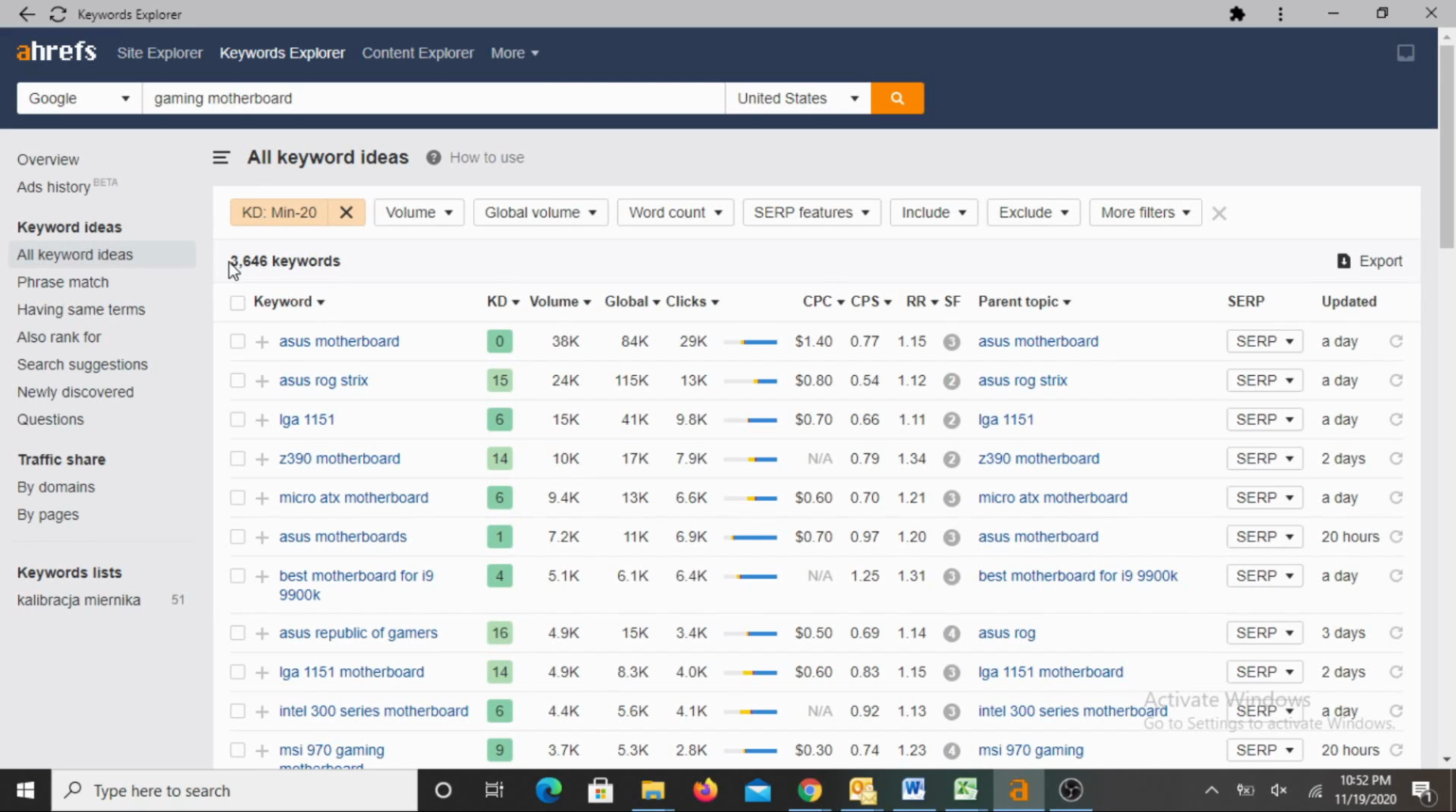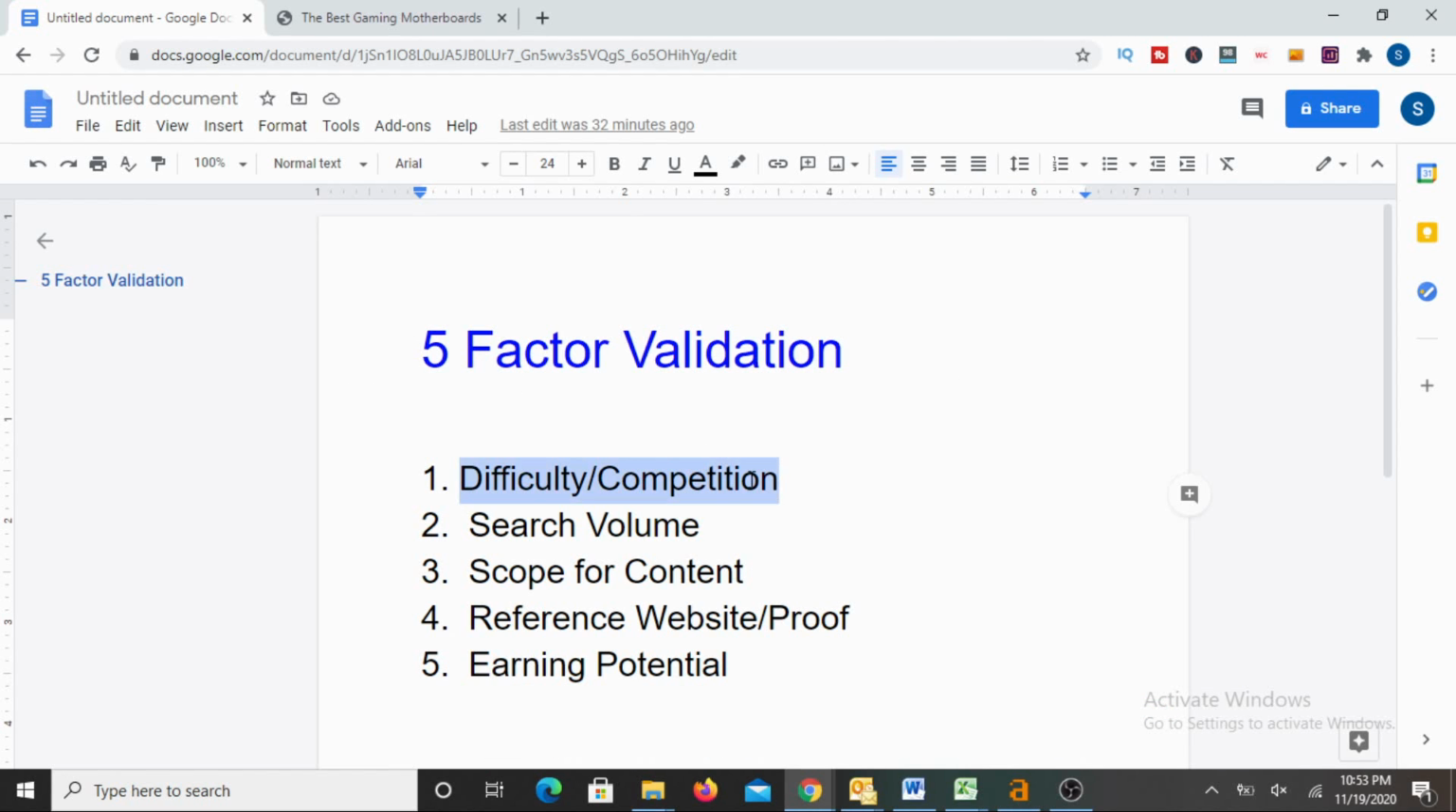You can see about 3600. This is a good, large enough number of keywords with low difficulty, less than 20. And considering the fact that this is so narrow, we are talking about only gaming motherboards alone, as one product line, one component basically, still the number of keywords with low difficulty looks very attractive. So the first validation is through. Let's look at the second validation.